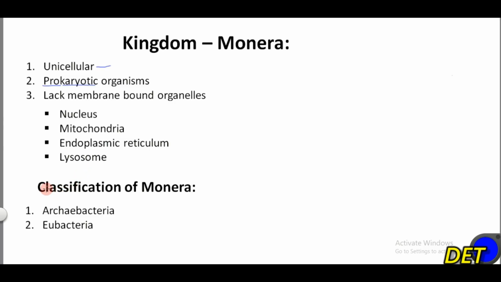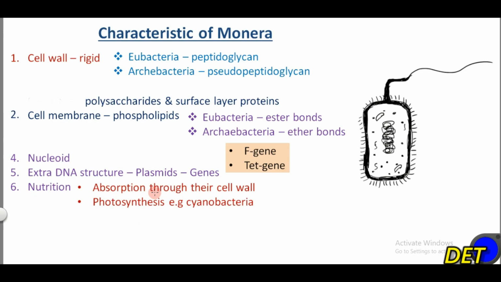So having known that, here we're looking at the classification of the kingdom Monera, right? So the kingdom Monera is classified into two sub-kingdoms, right? We have the sub-kingdom Archaebacteria and the sub-kingdom Eubacteria. So these are the two major sub-kingdoms under the kingdom Monera.